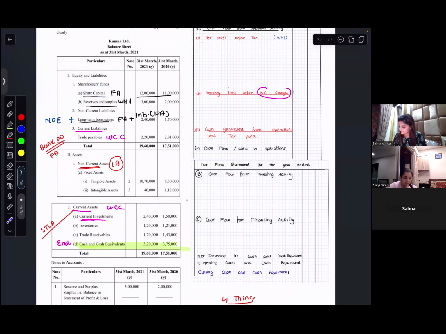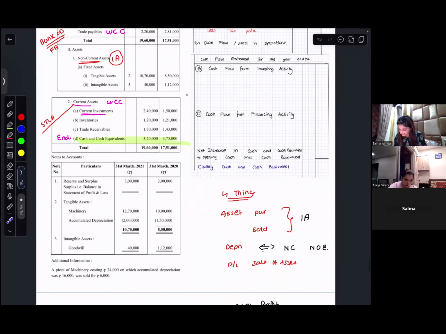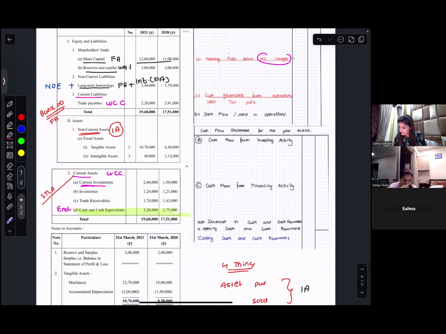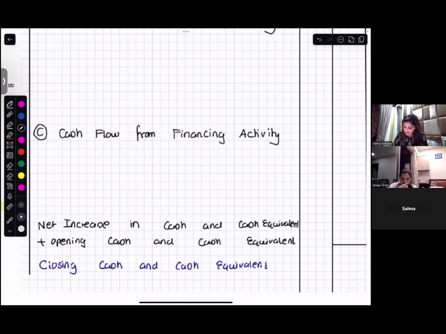Financing activity. What has happened? Issue of shares. Your share capital has increased. You see an inflow. What will I go and do? I will write in financing activity. Then you will check if you have anything else in your financing activity for issue of shares. I don't see anything, so I will simply write issue of shares.